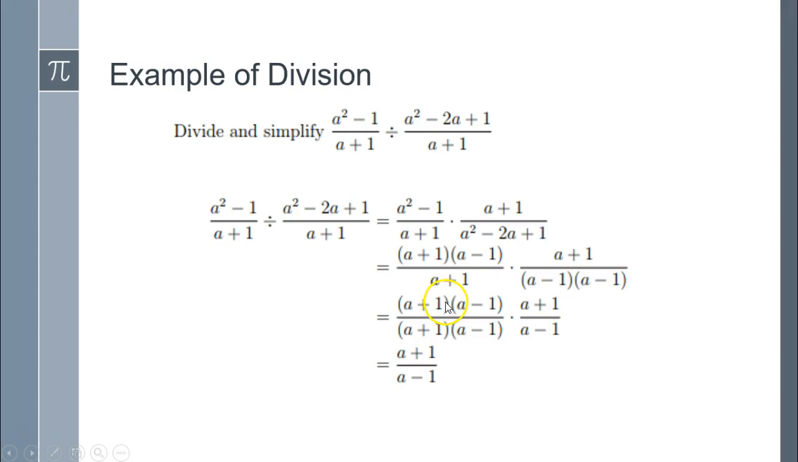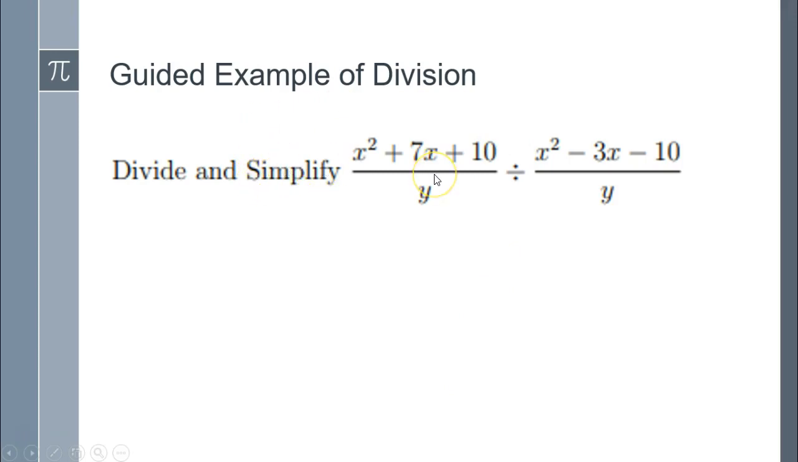Now I look for common factors. I have an a plus 1, an a plus 1, an a minus 1, an a minus 1. That all becomes a 1. I'm left with a plus 1 divided by a minus 1. So you turn the division problem into multiplication and then do the problem. Don't try to factor first.